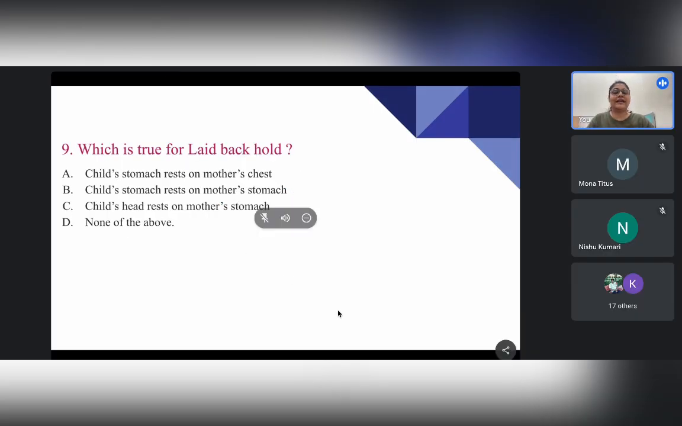Which is true for laid back hold? The child's stomach rests on the mother's chest. The child's stomach rests on the mother's stomach. The child's head rests on the mother's stomach. And none of the above. So what do you think should be the answer? Okay. Anybody else?